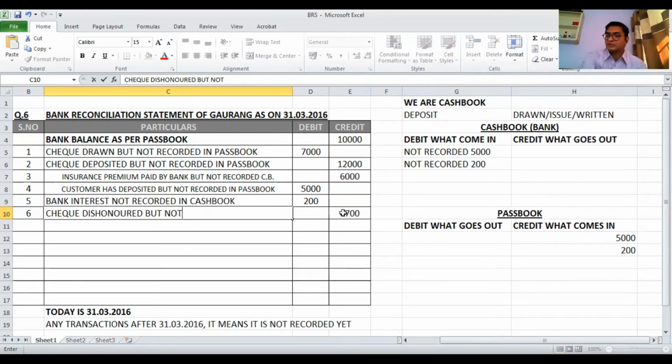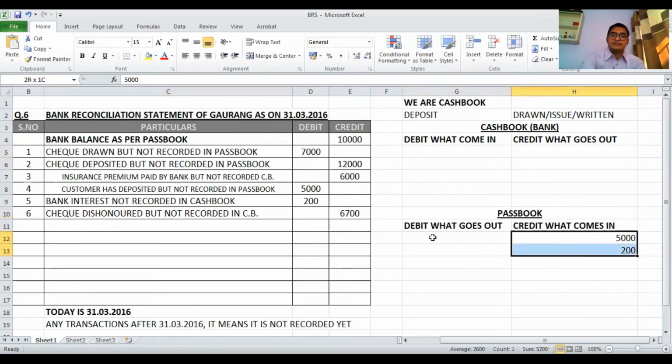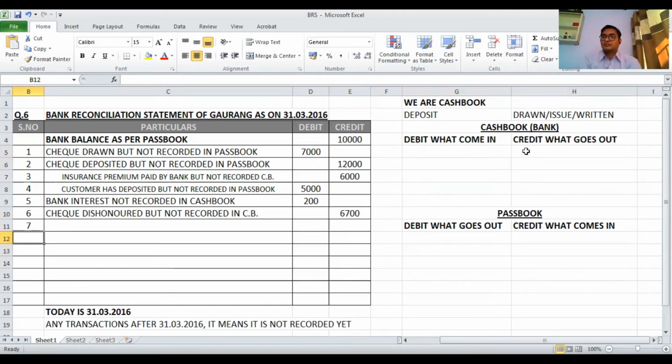but not recorded in cash book. This is the simple statement. It is not recorded in the cash book, and it is recorded on the credit side. Dishonored check has a credit balance, recorded on the credit side. Point number 7: check drawn. Again, check drawn, so it is recorded on the credit side, 18,000.